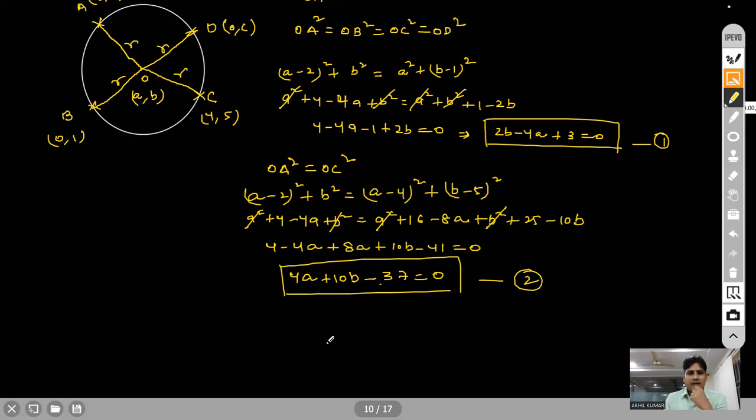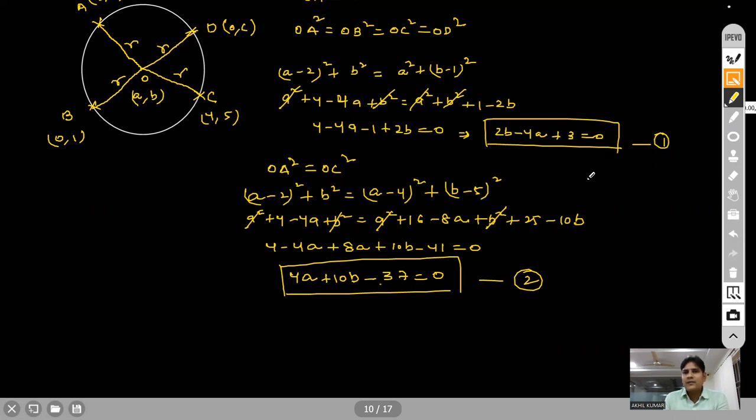From here we can find the value of A and B. And after finding the value of A and B, what we will do, we will again equate OD equal to OA or OD equal to OB, any, and we will find the equation. From there, we can find the value of C. So this is the motive behind doing all these exercises. So let me solve it.